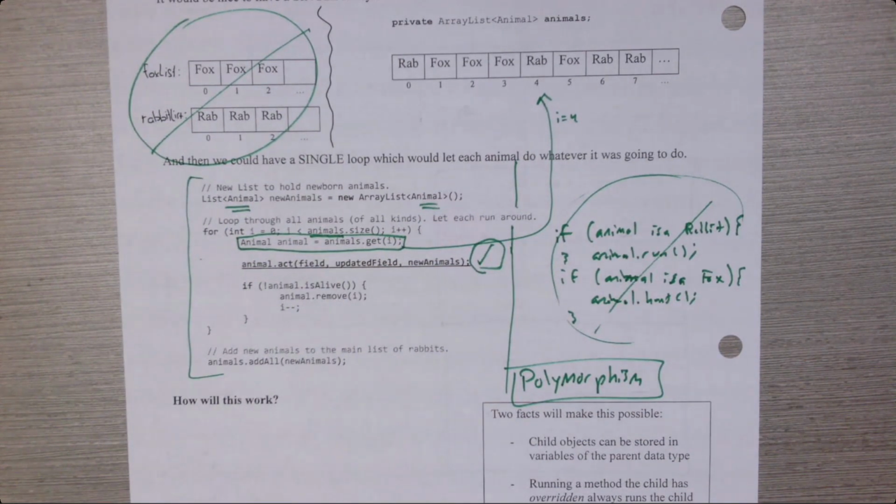The question is, run took 2 inputs, hunt took 3 inputs. How do we make it all work? So in order for this to work, when we make that act method in animal, we have to give it all the information that any animal might need. So we're going to give it 3 inputs, and the rabbit might just ignore the input that it didn't need.